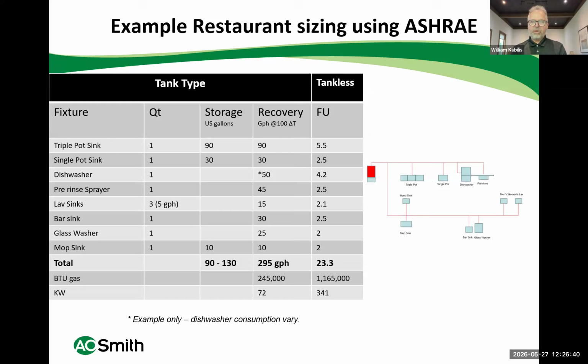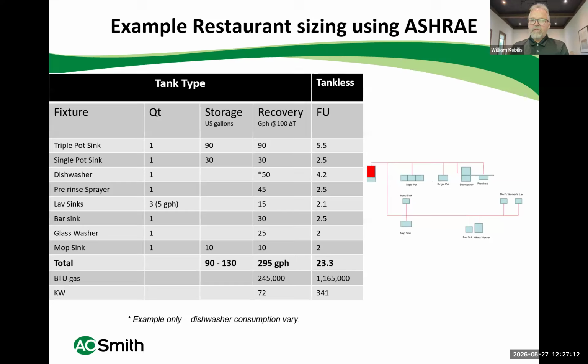There's the pre-rinse hand sprayer. My lav sinks, I put 5 gallons per hour per sink. My bar sink, we're told by ASHRAE, put aside 30 gallons. Anyhow, I come up with a total of 295 gallons per hour. I would need 245,000 BTUs of heating power to heat that water. If I converted that over, that would be 72 kilowatts of energy.